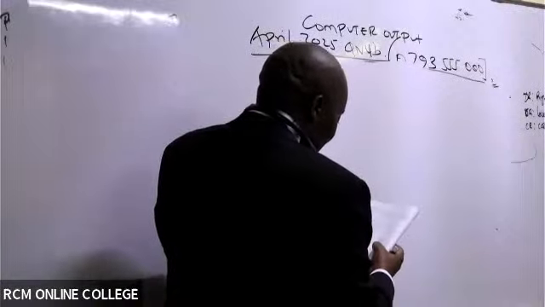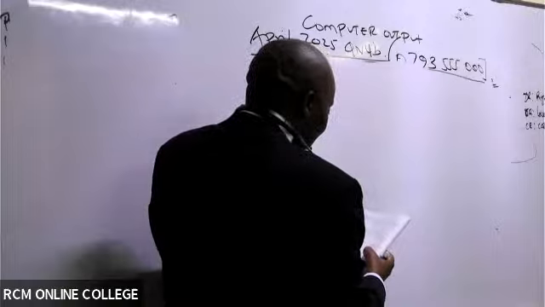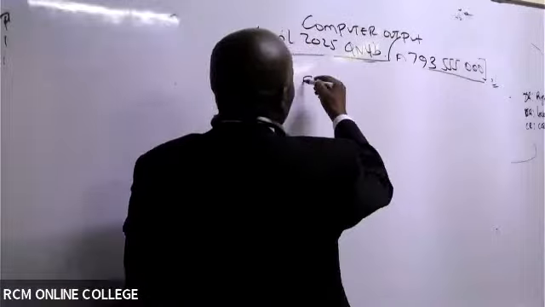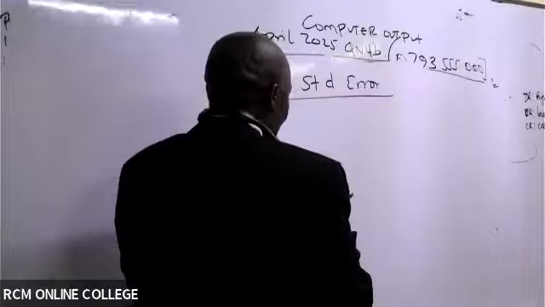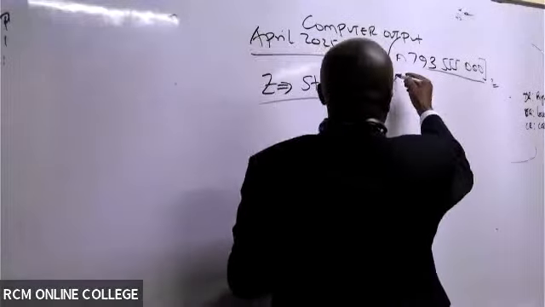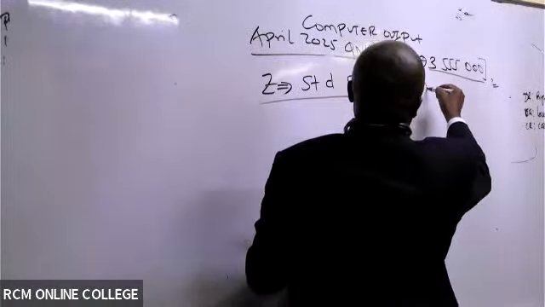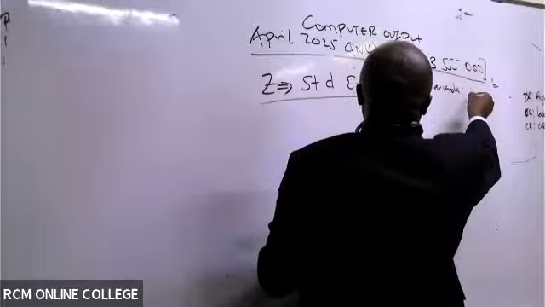Now, if you look at Z, Z is under what here? Z is under the standard error. It's a standard error for variable x1.